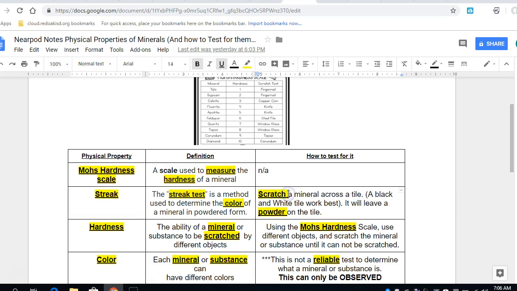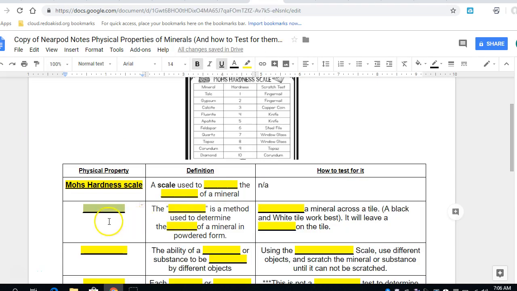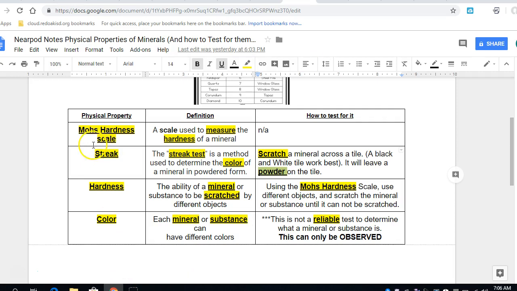That way you can see the colors, and you will scratch it across the tile until a powdery residue is on the tile. Sometimes the surface of a mineral can look different than what it really is, as you saw in the previous video. So those notes go right here, and that's streak, all of that. Let's do the next one.